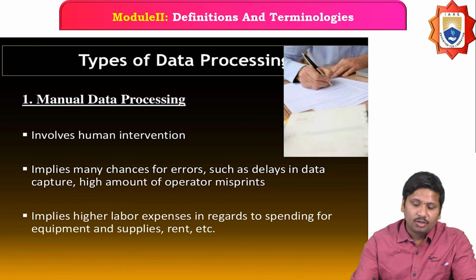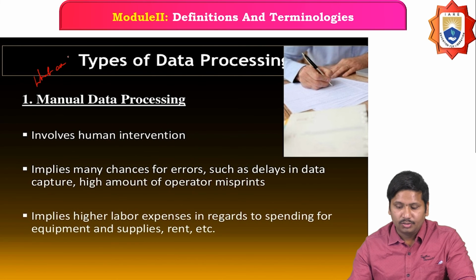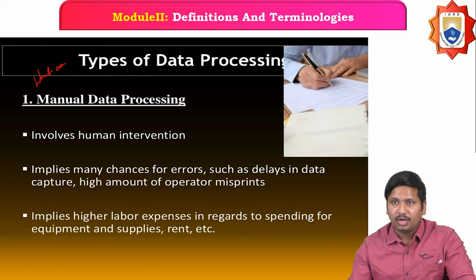The next question is: what are the different types of data processing? First is manual data processing, which involves human intervention and so carries many chances for errors, such as delay in data capture and a high amount of operator mistakes. It also implies high expenses in spending for equipment, supplies, rent, etc.